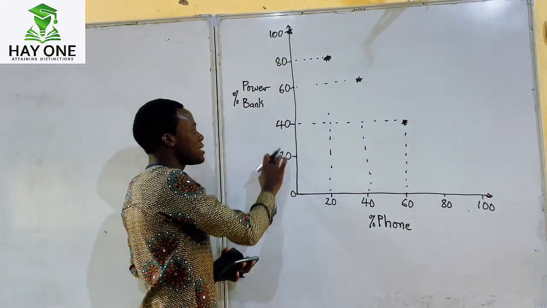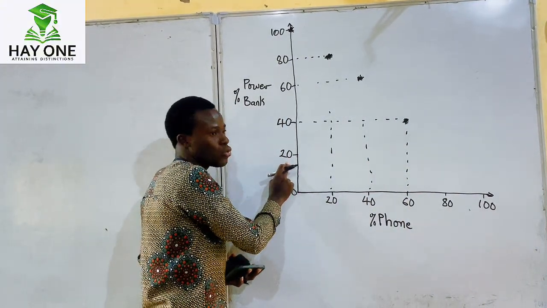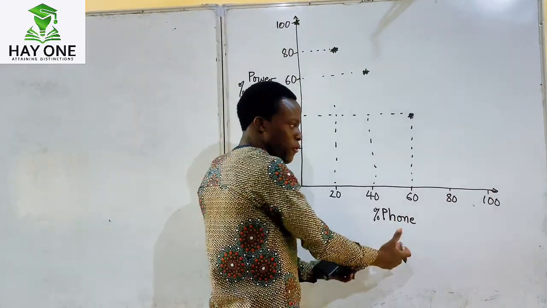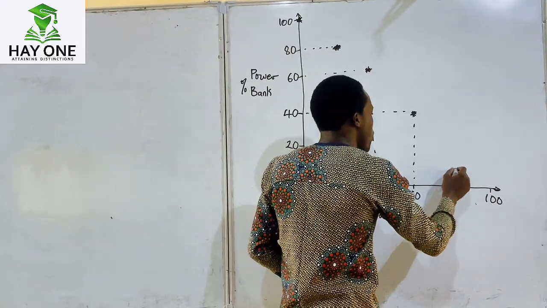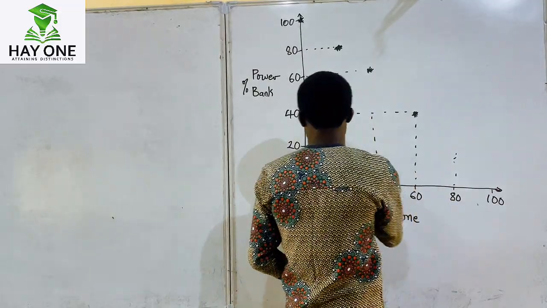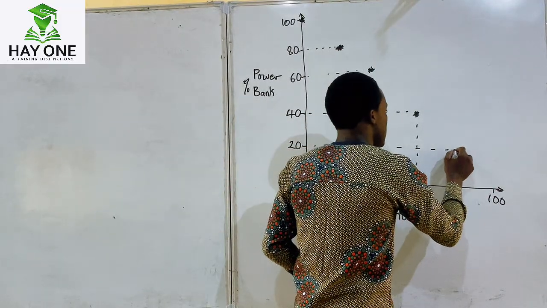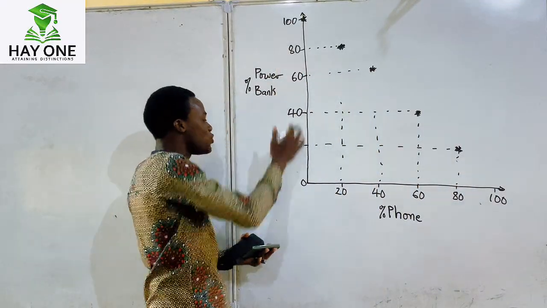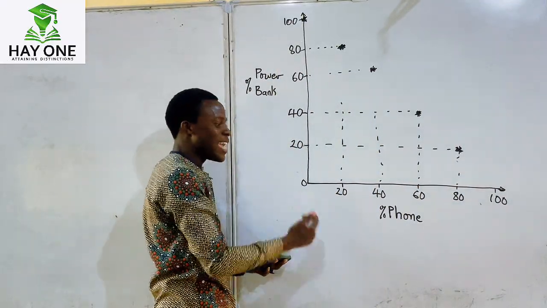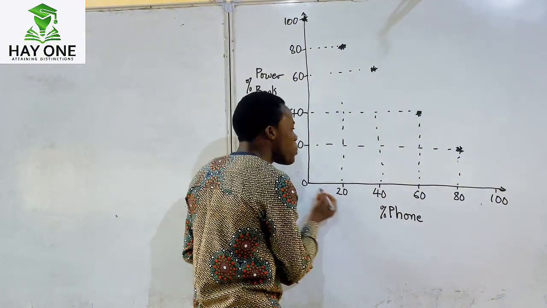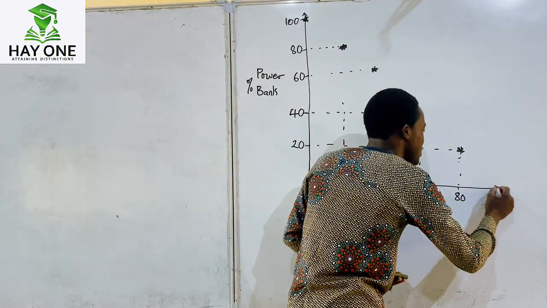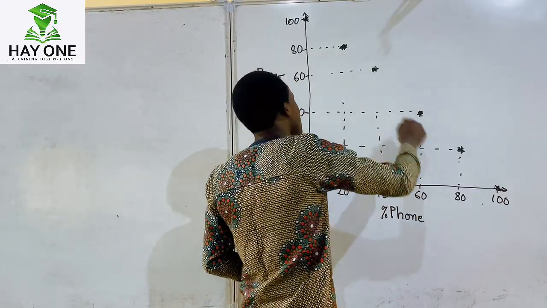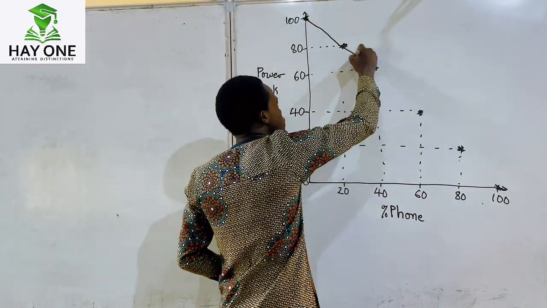Then when the percentage of the power bank drops to 20, then we'll have our phone percentage at 80. 20, then 80. We'll have another point here. And finally, when the power bank drops down to 0, then we'll have our phone percentage at 100. So let's try to trace this curve. We'll have something like this.